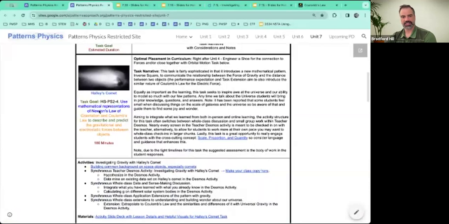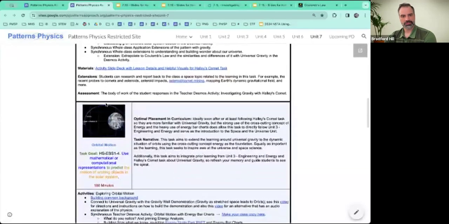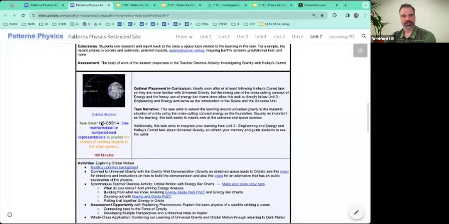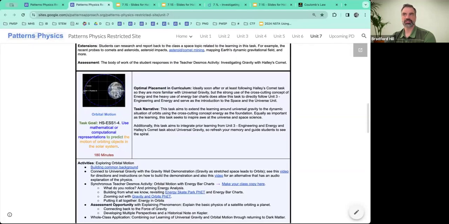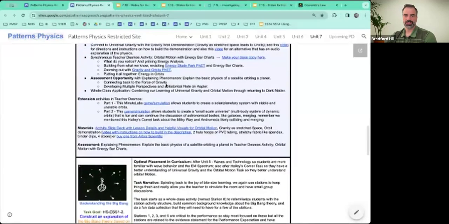And of course, that's getting at Newton's universal law of gravity. And you do see it mentions Coulomb's law as well, because they're both inverse square laws. That'll be the first one we talk about. Then we have the next one with looking at mathematical and computational representations of orbiting objects. Very great one that really builds on some of the work we did in unit 3.